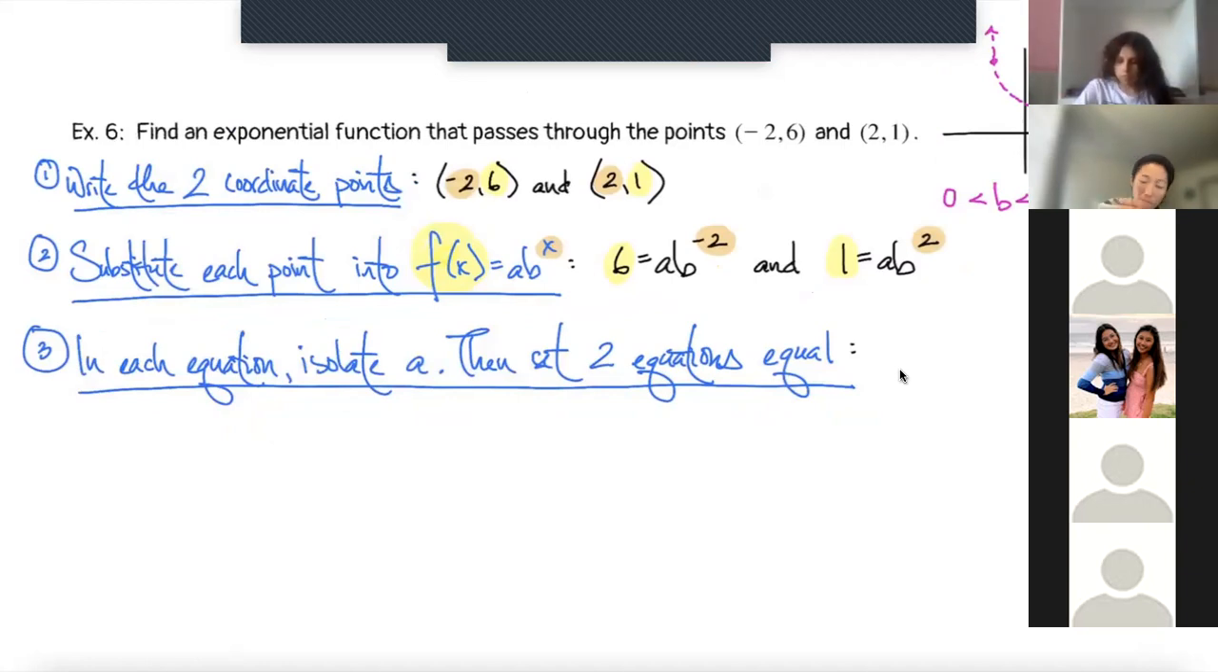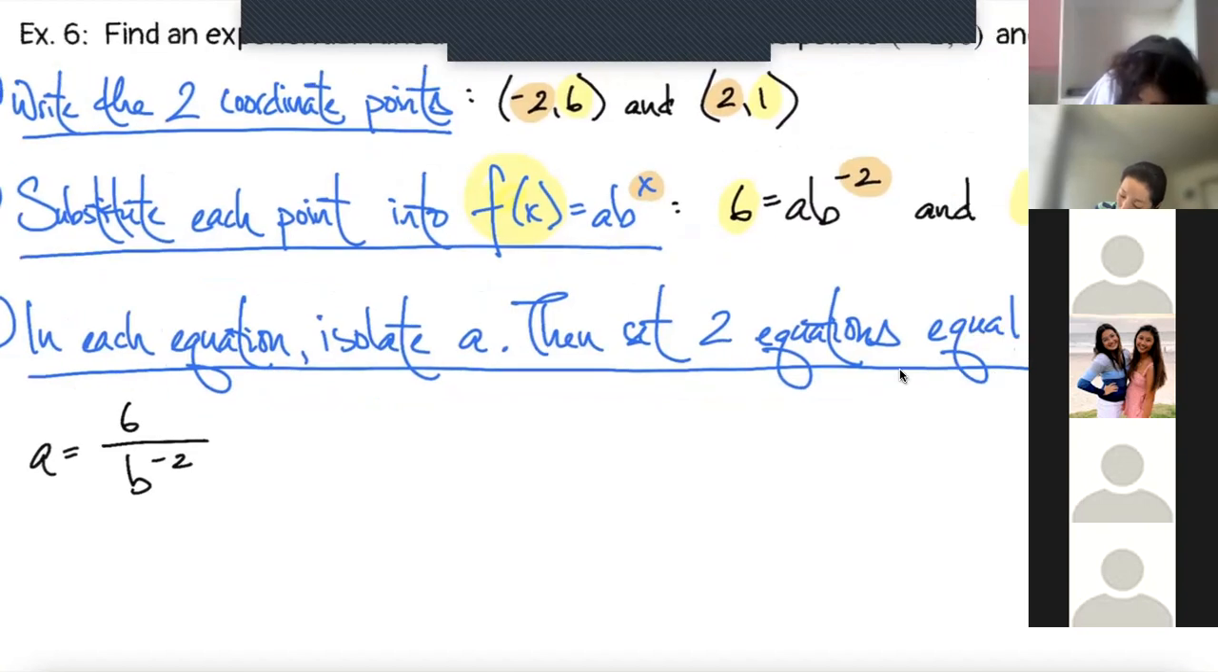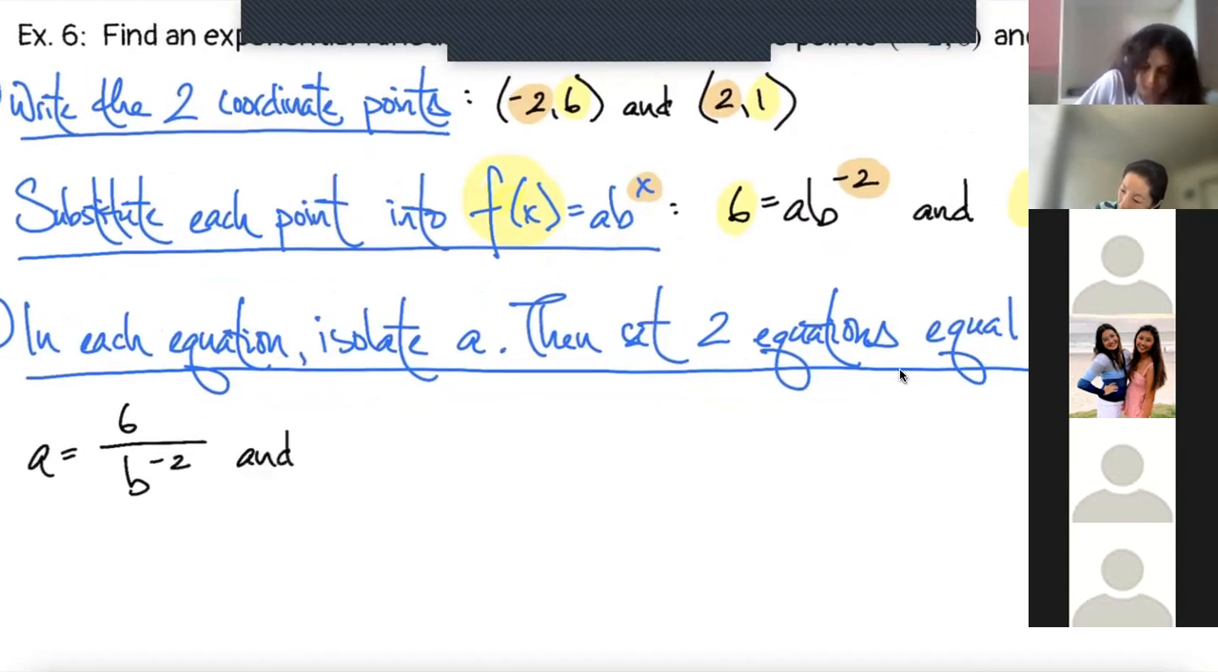If I were to take a look at this first equation here, and I wanted to get A all by itself, I would have to divide away this b to the negative 2. And so that would look something like this. A equals 6 over b to the negative 2. Okay. What does that look like if I isolate A in the second equation?